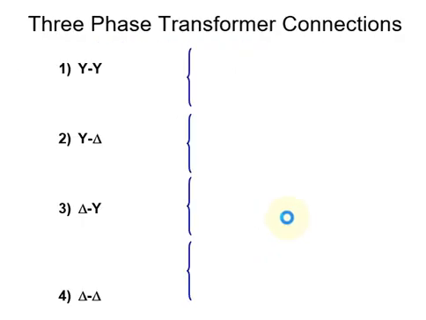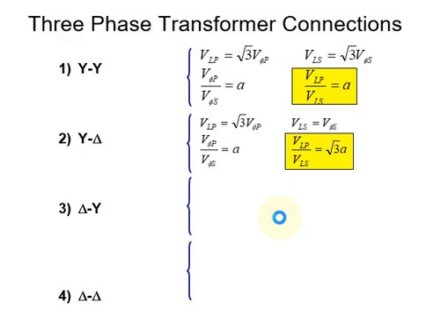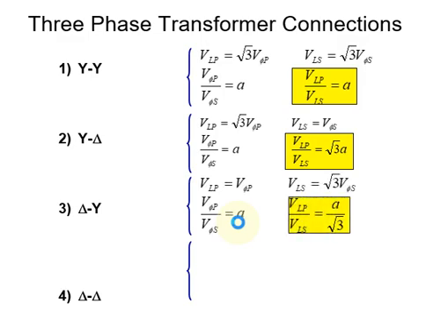Now we summarize these relationships for all the four connections of the three-phase transformers in this slide. So this relationship is basically as discussed in the previous slide. This is for Y to Y connections. Then the next relationship is for Y to delta, and then we have delta to Y connections, and then there is delta to delta connections.